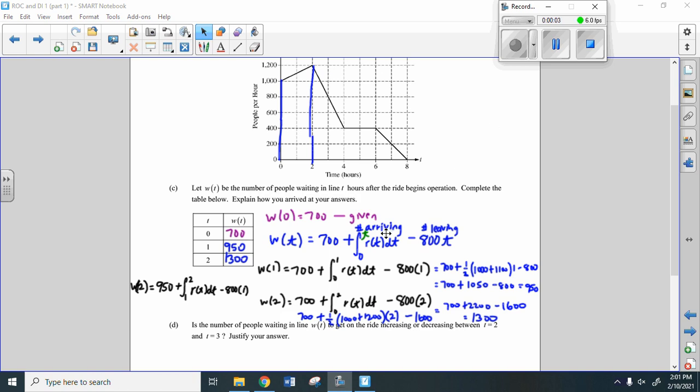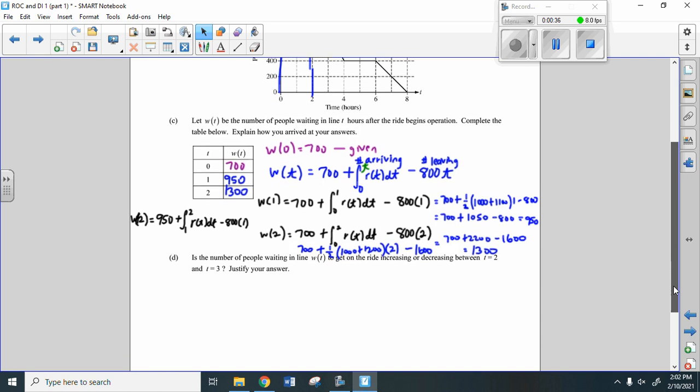All right, so let's finish up the lesson that we started in class today. We are on question D, and it says, is the number of people waiting in line, which is W of T, to get on the ride increasing or decreasing between T equals 2 and T equals 3? Justify your answer. Well, remember how to tell if the number of something or the amount of something is increasing or decreasing. We can see if its derivative is positive or negative, okay?